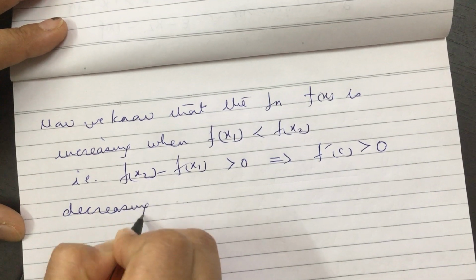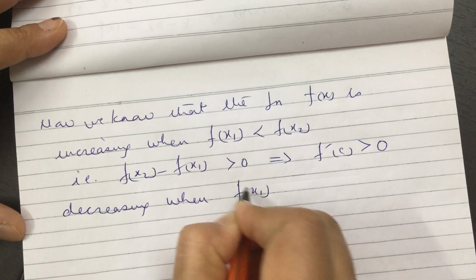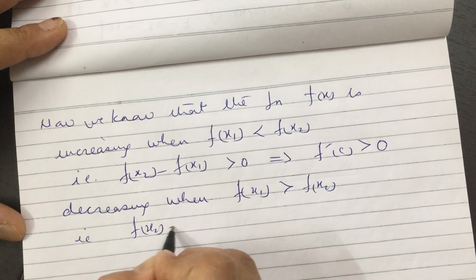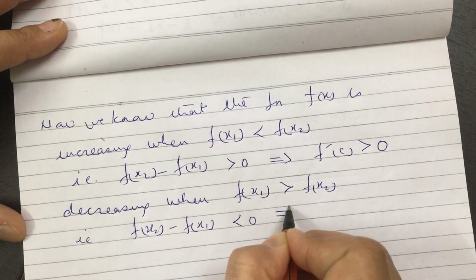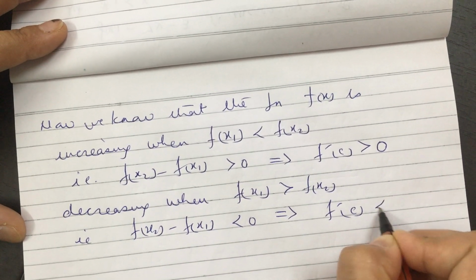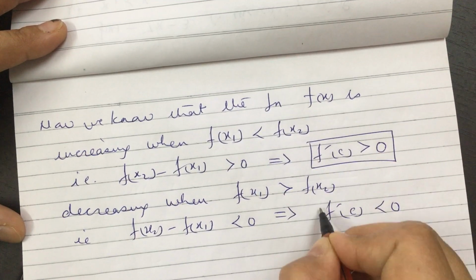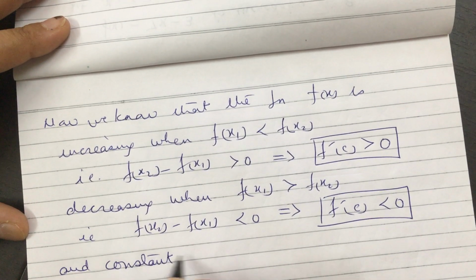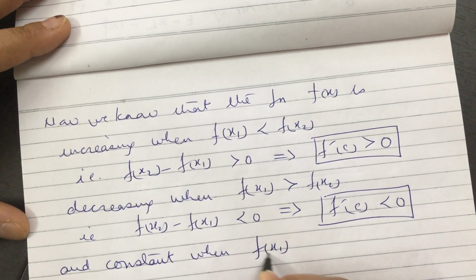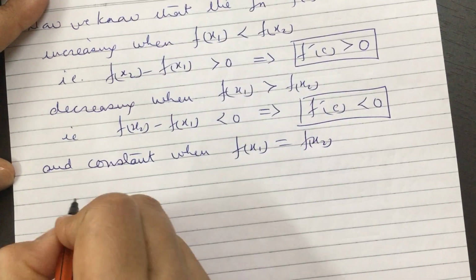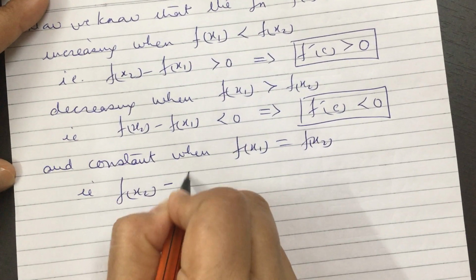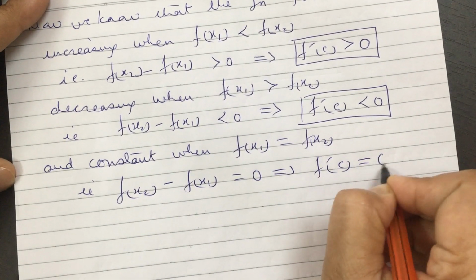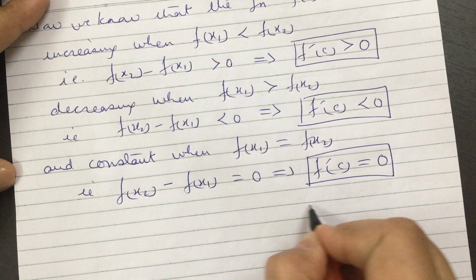Decreasing when fx1 is greater than fx2, that is fx2 minus fx1 is less than 0, it implies f dash C is less than 0. And constant when fx1 equal to fx2, that is fx2 minus fx1 equal to 0, which implies that f dash C equal to 0, hence proved.